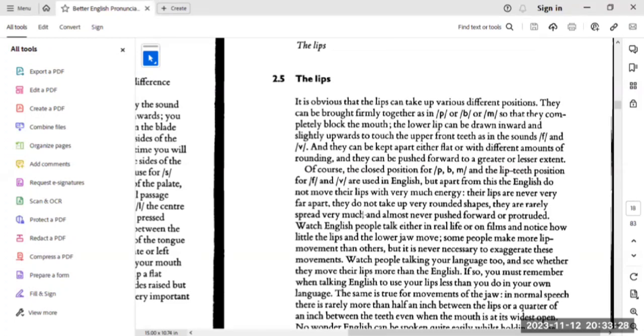We call them what? F and v. Labiodental. Labiodental sounds. Labiodental means what? Labial from lips. Dental from teeth. Could you please repeat this one for me? The word is a bit difficult. Labiodental. Labiodental means lips plus teeth. Teeth means dental as well.